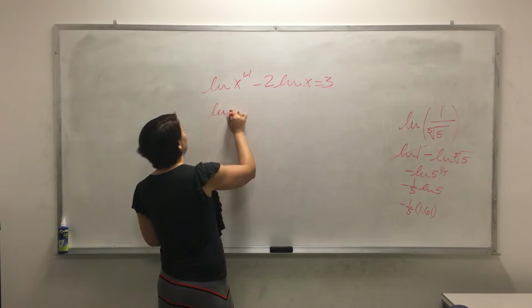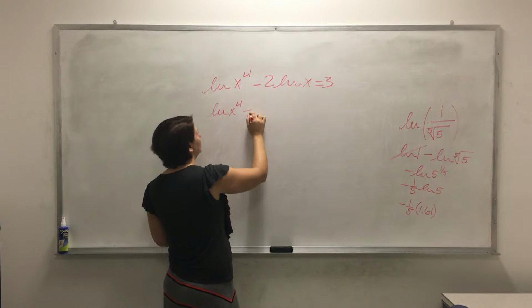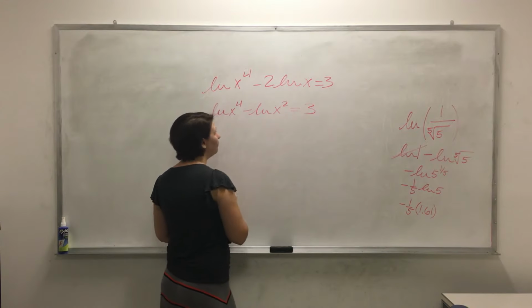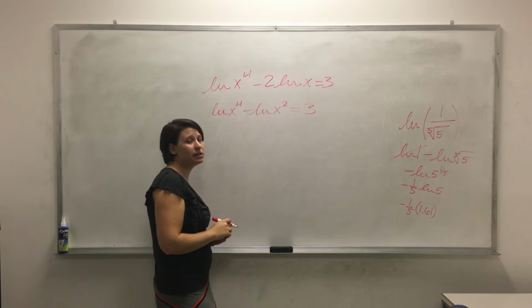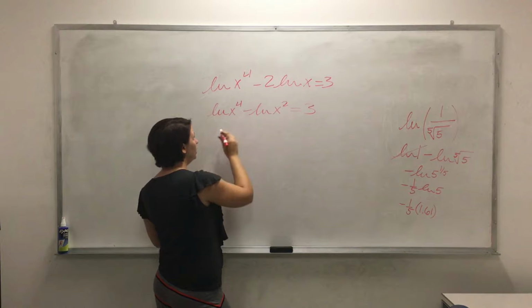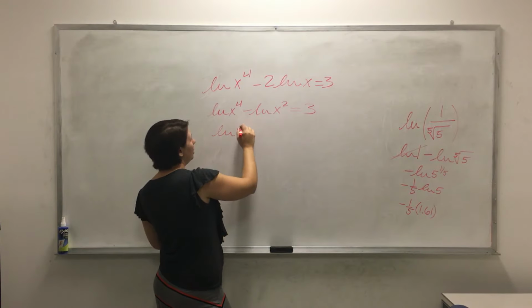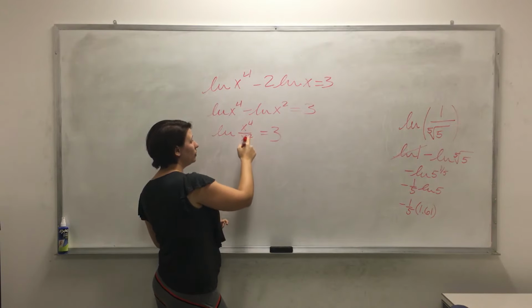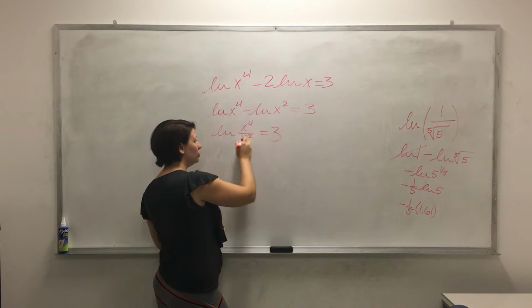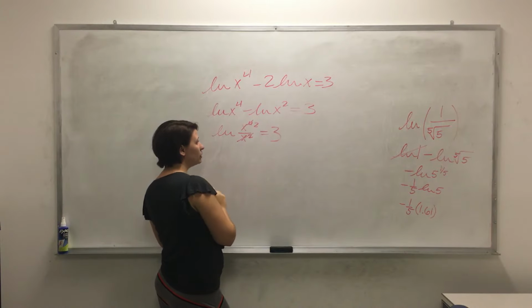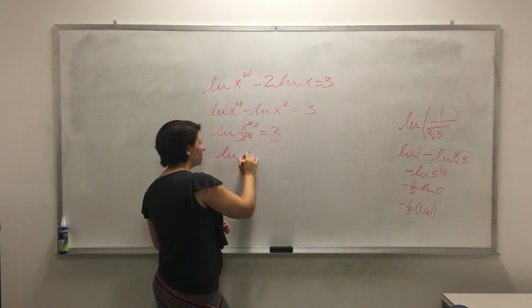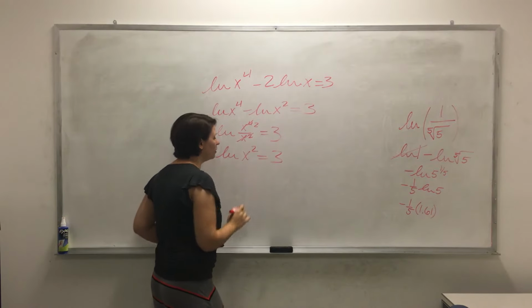So we have the natural log of x to the fourth minus the natural log of x squared still equals 3. Now we can use the minus to divide the insides. So the natural log of x to the fourth over x squared equals 3. X to the fourth over x squared, well, two of them cancel to leave us with 2 in the numerator. So then we have natural log of x squared equals 3.